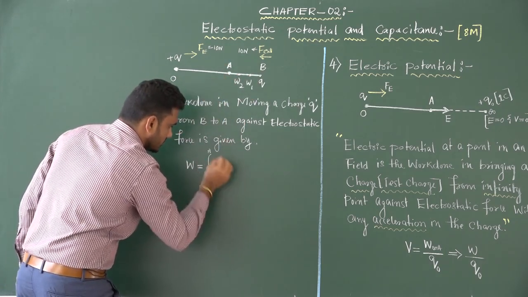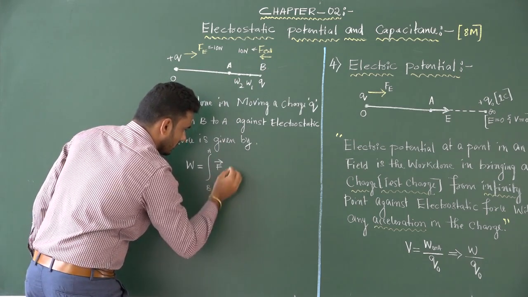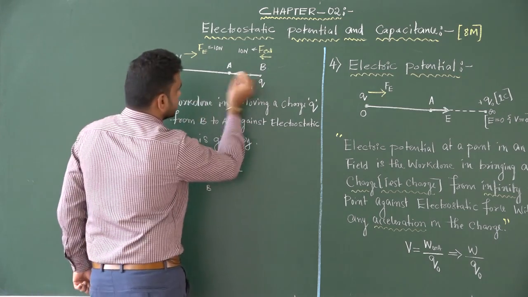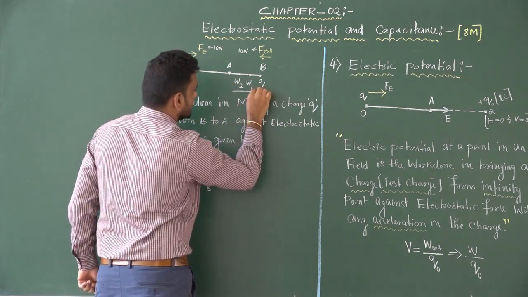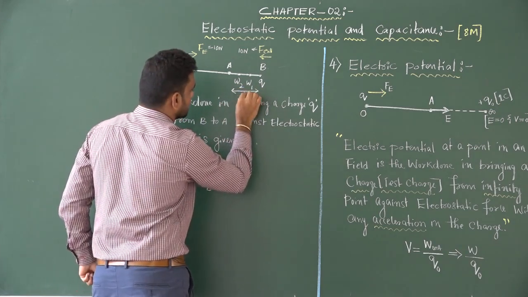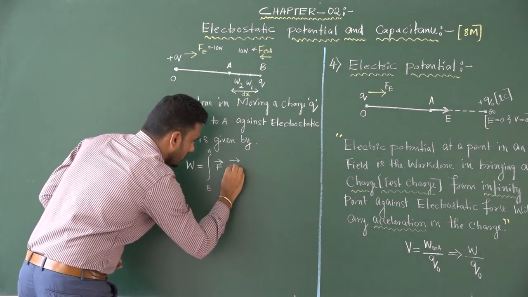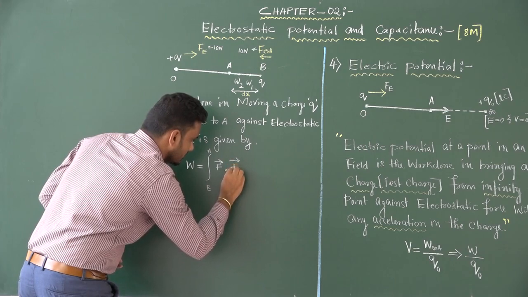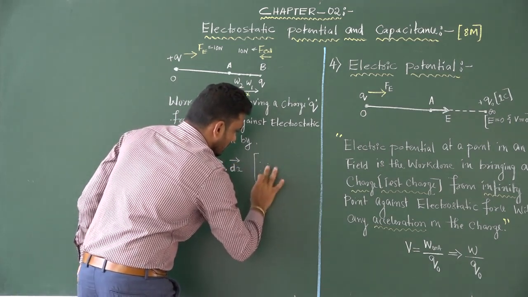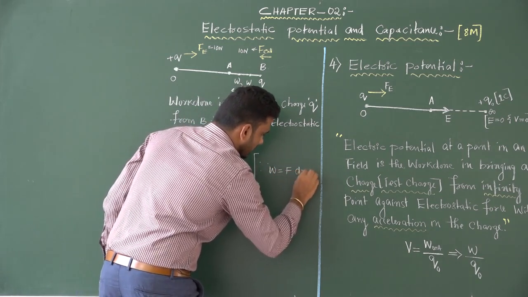So the work done equation, force into displacement, I will write in terms of dot product. F dot, you just imagine the distance between these 2 points is taken as dx. So F vector dot displacement, that is dx vector, since work done is equal to force into displacement.